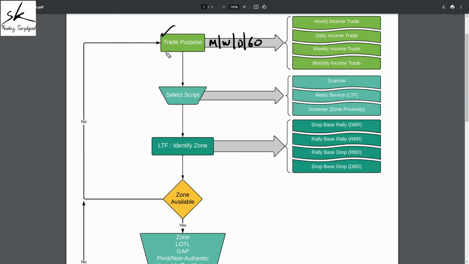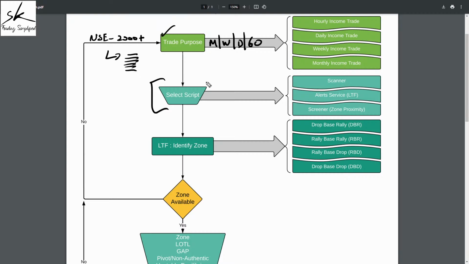Now the next challenge is, yes, I do know my time frames, but on the NSE exchange we have about 2000 plus companies listed. So humanly not possible that I sit and analyze 2000 companies every day. So our next step is to have a smaller list from this bigger list, and that is what we do. We select some scripts, and the way we do this is by using certain computer programs which are called scanners or screeners.